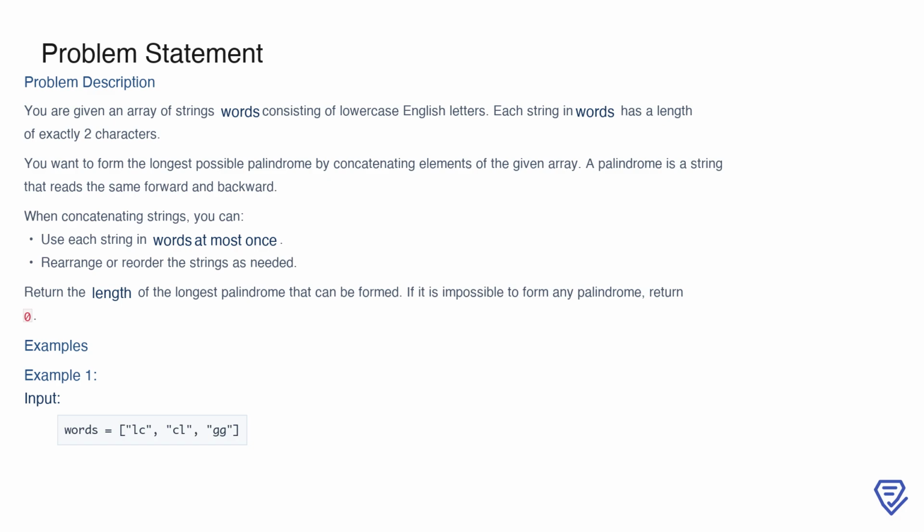Now, there are some constraints to keep in mind. Each string in the array can be used at most once, and you are allowed to rearrange or reorder the strings as needed to form the palindrome. The output should be the length of the longest palindrome you can construct. If it's not possible to form any palindrome, the function should return 0.